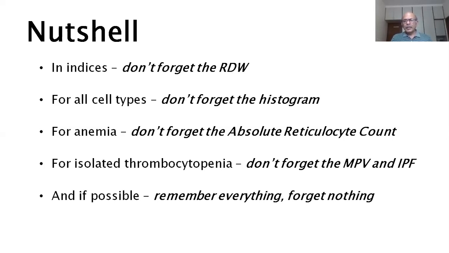When you look at the reticulocyte count, you must calculate it. Calculate the absolute reticulocyte count to know whether you are dealing with hemolytic anemia or not. If there is isolated thrombocytopenia, look at MPV and the plateletcrit. And if possible, forget nothing, remember everything.